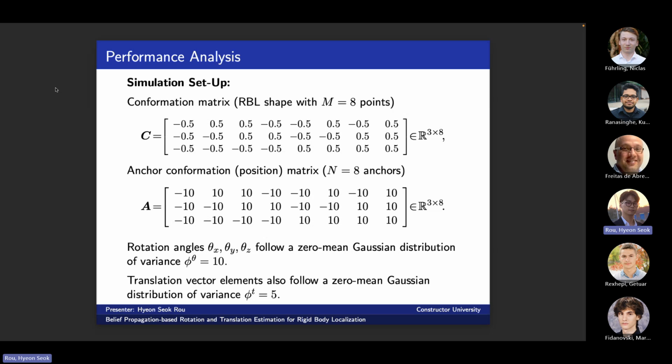We also performed the simulation where the random rotation angles follow a zero mean Gaussian distribution with a variance of 10. So the angular variance is 10 degrees, to say. And also the translation vector elements, so the translation of the rigid body, also followed a zero mean Gaussian distribution, with 5 meters in this case.